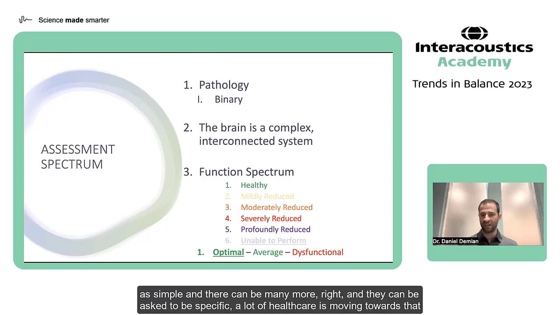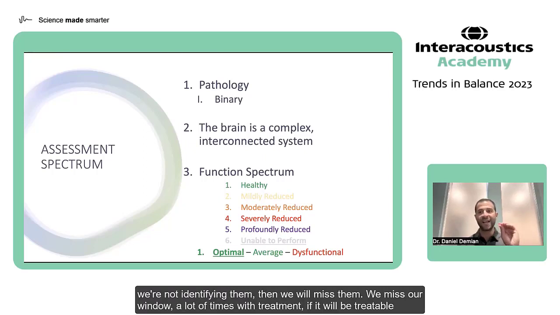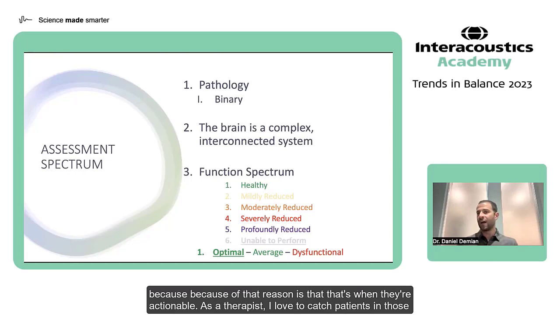A lot of healthcare is moving in that direction. Why? Because a lot of conditions are easiest and most successfully treated at the early stages. But if we're not identifying them, then we will miss them. We often miss our window of treatment, if the condition will be treatable at all later on. So I highly encourage it. I'm passionate about that, not only for the high performance population, but also for that reason, because that's when they're actionable.